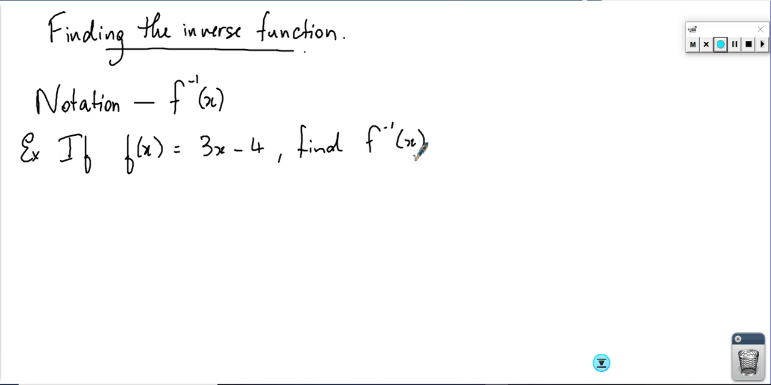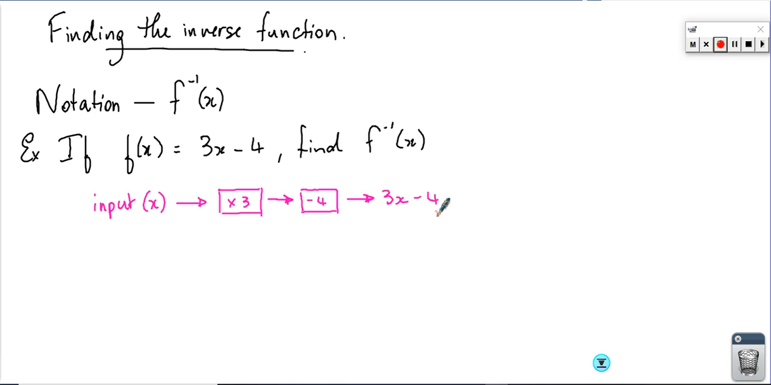What we're going to do is the following. We're going to describe the process bit by bit. So, the input is x. What's being done to x? x is being multiplied by 3, and then we are subtracting 4 to get our function, which is 3x minus 4.